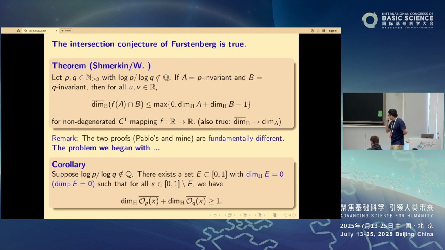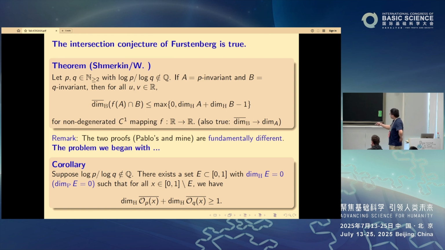As a consequence of this intersection conjecture, as a corollary, which is actually due to Fürstenberg himself, one can show that there exists an exceptional set E with dimension 0, such that for all x outside this E, the Fürstenberg orbit conjecture is true.